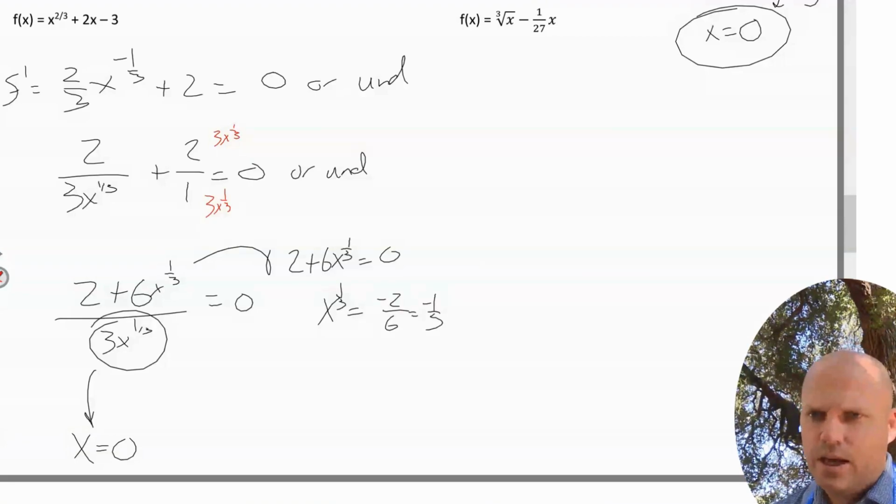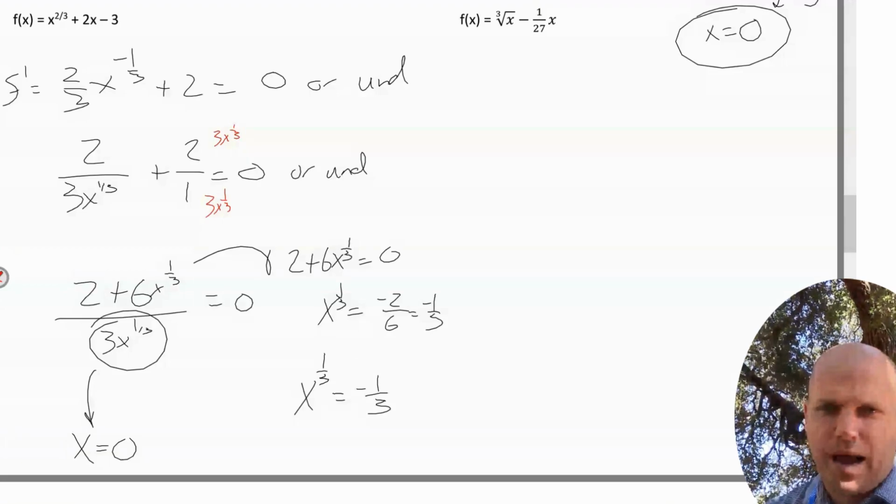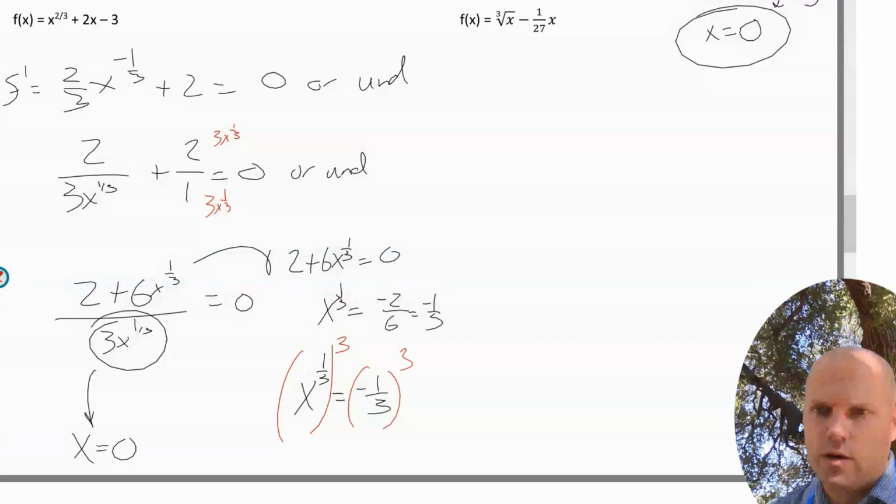Okay, now, how do you get rid of the 1/3? Many of you guys know to cube. Why? Because when we take a power to a power, we multiply the powers. When I take a 1/3 and cube it, 1/3 times 3 is 1. That's how I'm going to get negative 1/27th.